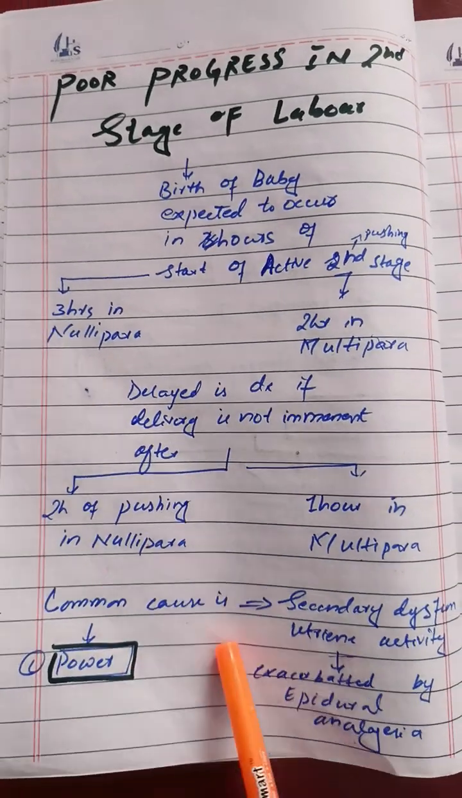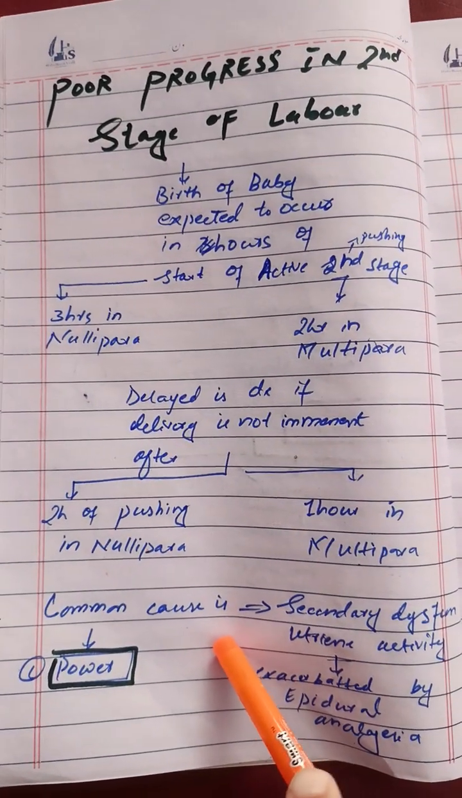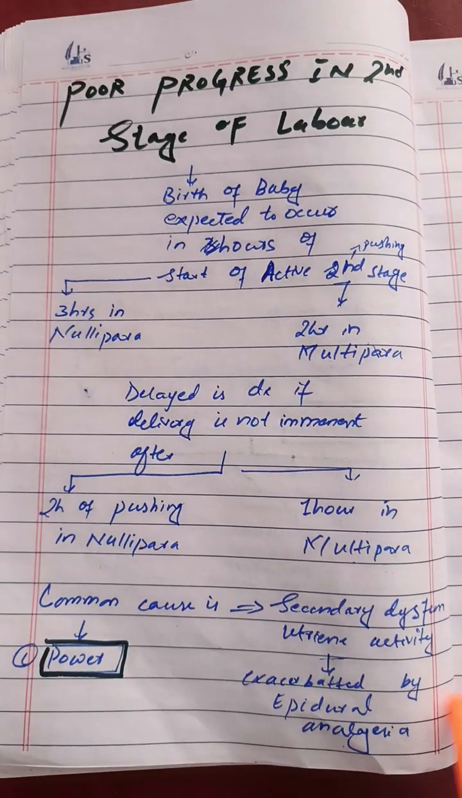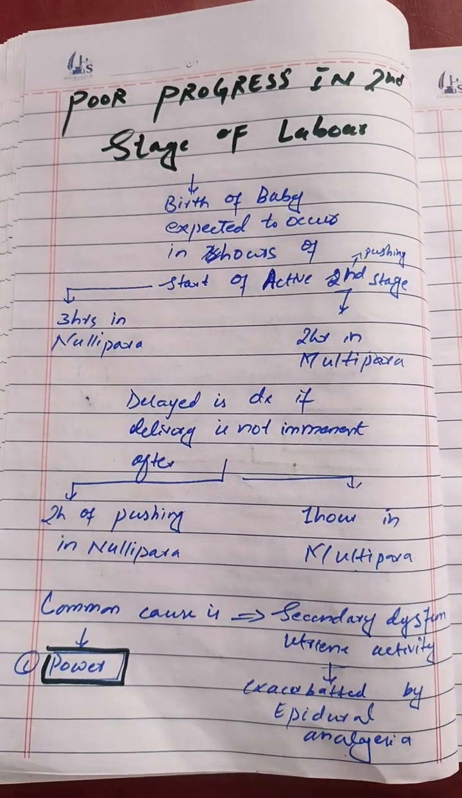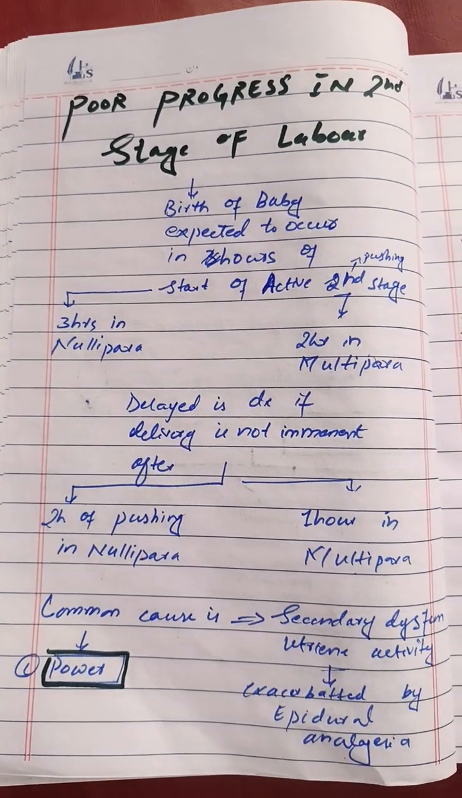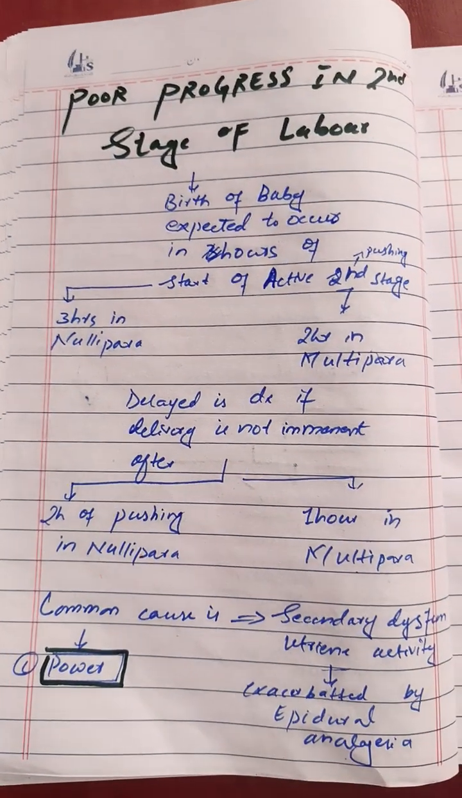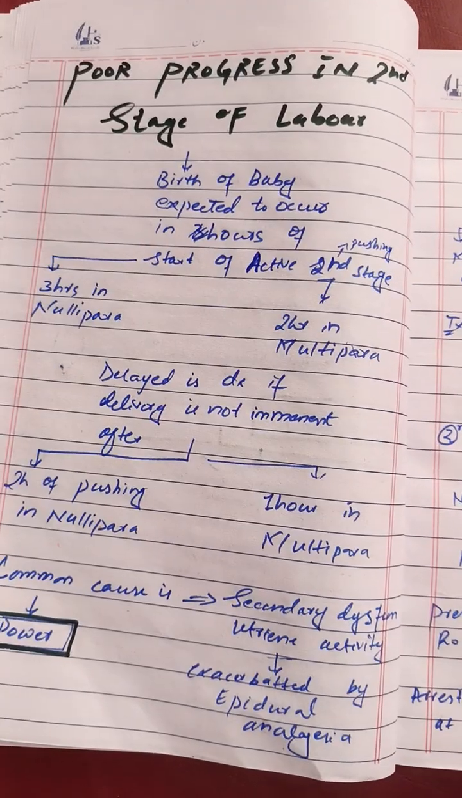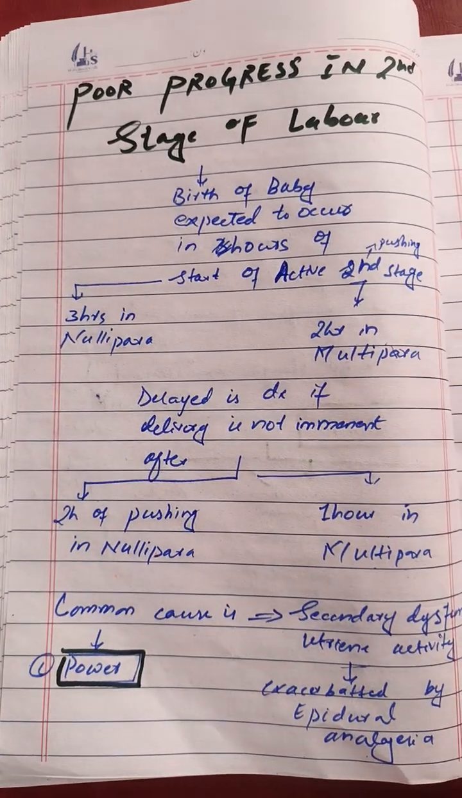What is the most common cause of poor progress in the second stage of labor? The most common cause is secondary dysfunctional uterine activity, and it is exacerbated by epidural analgesia, because epidural analgesia delays and affects the pushing of the mother.